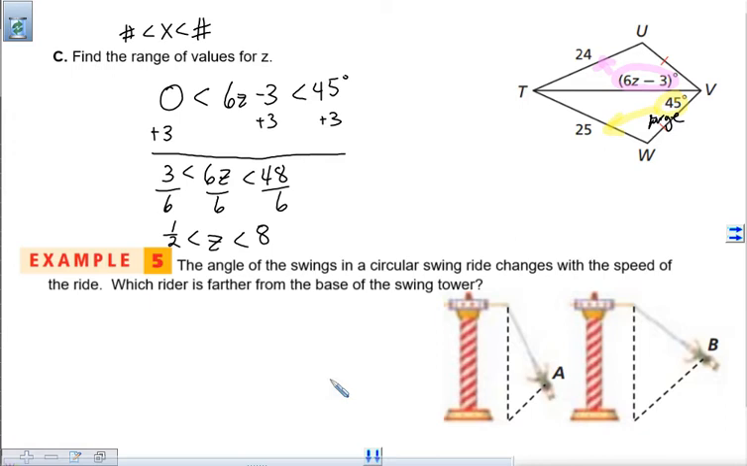And our last problem on the notes: the angle of the swings in a circular swing ride changes with the speed of the ride. Which rider is farther from the base of the swing tower? So we know that the tower itself is congruent and the length of that rope is congruent. What's changing is our angle measure here and this distance down here. And the angle on B is larger, which means that rider B is further away from the tower.